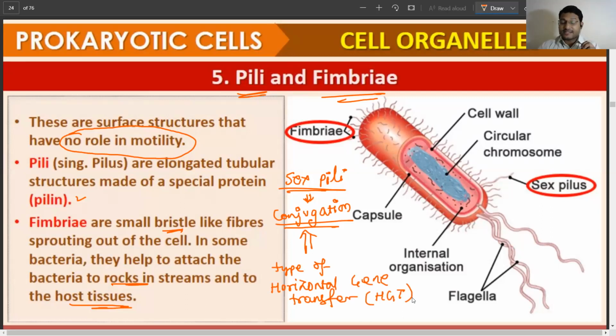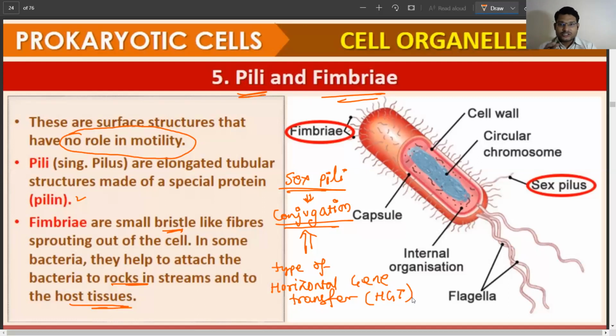Now, there are two types of gene transfer. One is called vertical gene transfer. Vertical gene transfer means from the parent to the offspring. If the parents are transferring the gene or chromosome or genetic material to the offspring, then it is called vertical gene transfer. But if it is between two organisms, let's say two bacteria, then it is called horizontal gene transfer. If the gene transfer is not from the parents to the offspring, then it is called horizontal gene transfer or HGT.